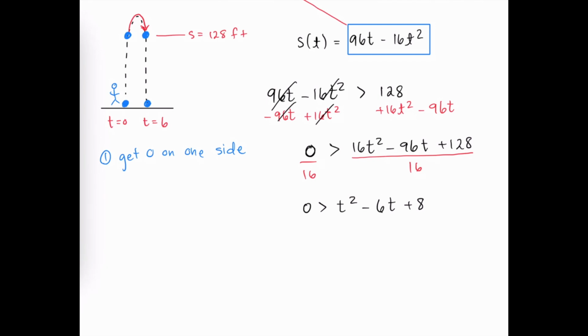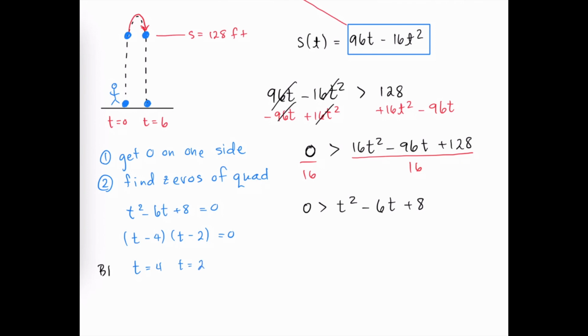Now, if we're using the boundary point method, the next thing we want to do is find the zeros of the quadratic. The zeros are the values that cause that quadratic to be equal to 0. So we take the quadratic, set it equal to 0, and solve for t. Now that my numbers are smaller, it's a lot easier to see that this factors into t minus 4 times t minus 2 is equal to 0. So I get t is equal to 4 and t is equal to 2. These two quantities are my boundary points.